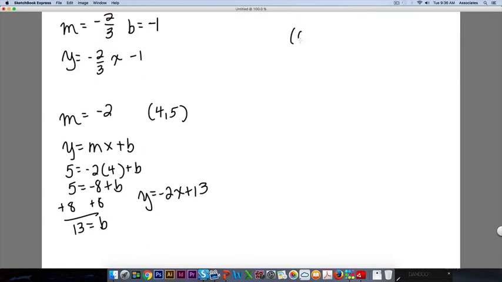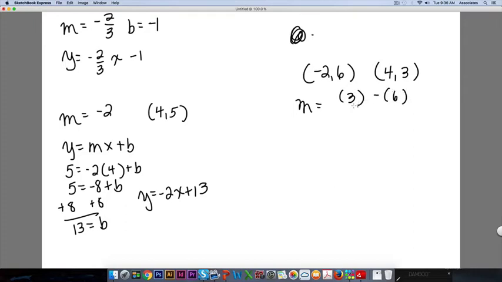Now the last one just gives me the points. Oops, didn't give me that point. It gave me the point -2, 6 and the point 4, 3. Again, find the slope always first. The second y minus the first y over the second x minus the first x. So I get -3 over 6, which is -1/2. Boy, that fraction turned out to be nice.